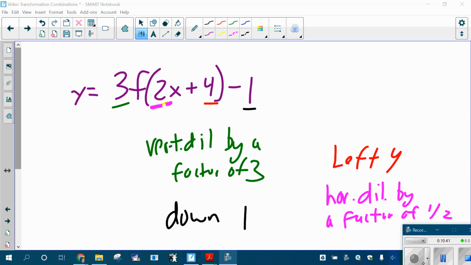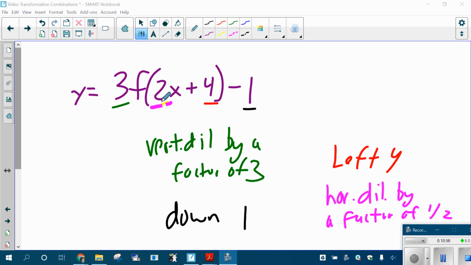Okay, so here are 4 transformations. I hope that wasn't too bad. A vertical dilation by a factor of 3, check. -1 on the outside, that's down 1. +4 on the inside, that's left 4. Multiplying by 2 on the inside of the parentheses is a horizontal dilation by a factor of 1/2.